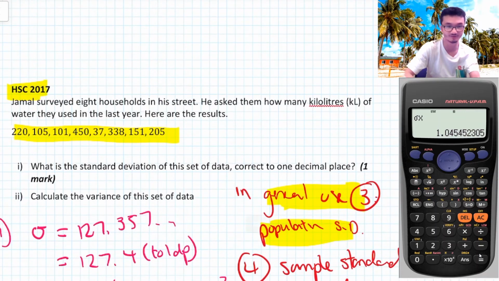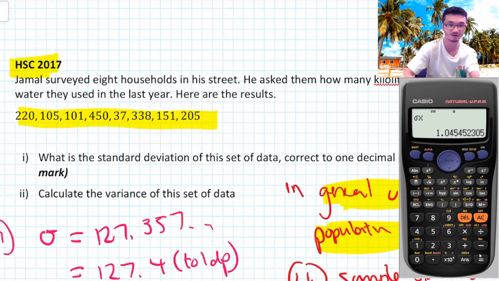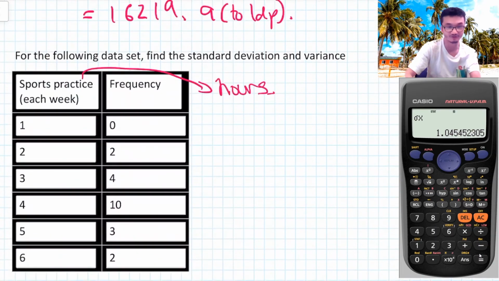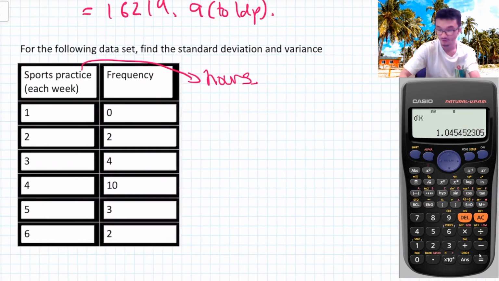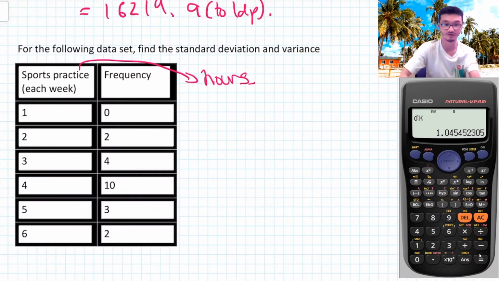If you look up to these ones, you saw the numbers were quite far apart, right? We had a 37 and then we had like a 450. But now this one over here, the numbers just range from 1 to 6. That's the different hours that we put in. There's the different values, right? So it makes sense that the spread is a lot less.